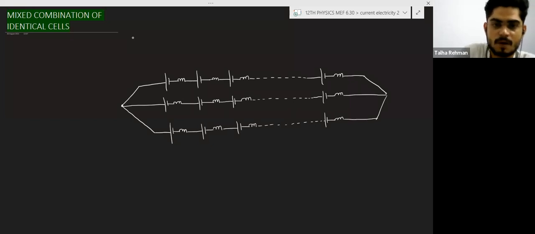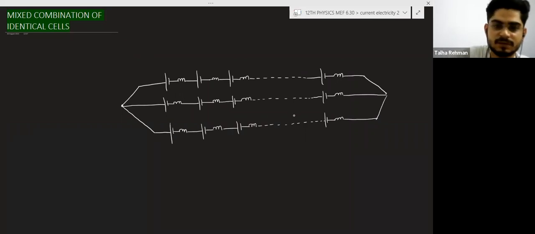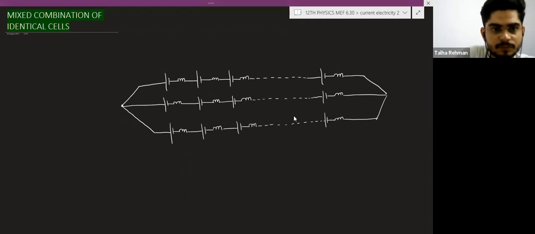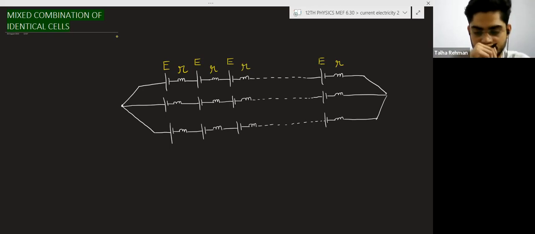So these all cells are identical. Identical means same EMF, same internal resistance. Now, in this row, this is a row. This is the first row. This is the second row. This is the third row. Okay.